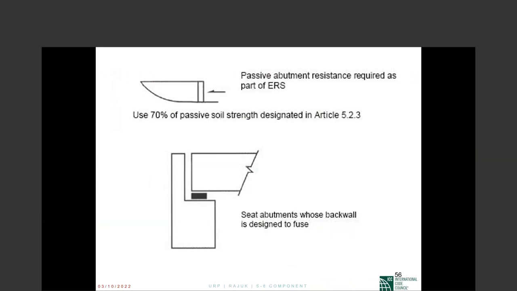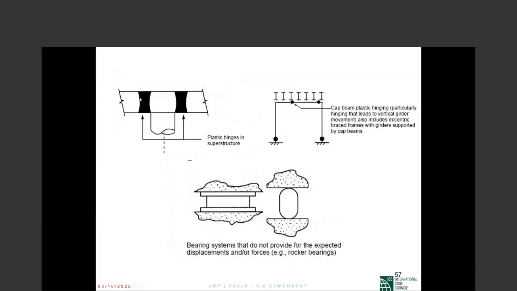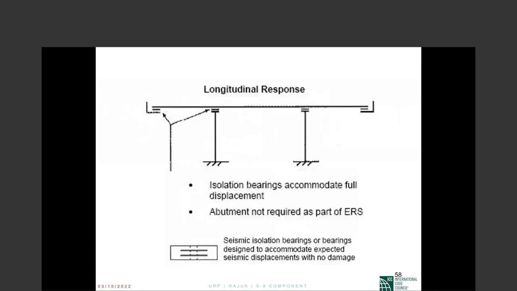You could use the abutment to take some of the force, as I told you before. And this one here shows that the back wall at this location, we like to fuse it so that it will fail during the seismic event, to protect the piles underneath, so we can reuse the abutment and its piles after the earthquake. These are the locations of the plastic hinging for the superstructure. We need to pay attention to that, or here inside the bent cap, we need to pay attention to this if we're going to allow that to happen.